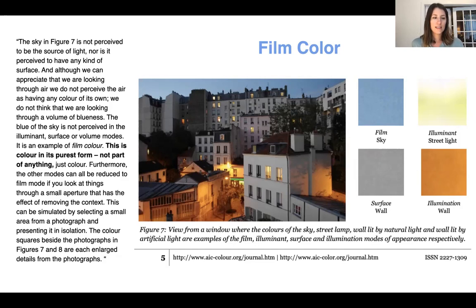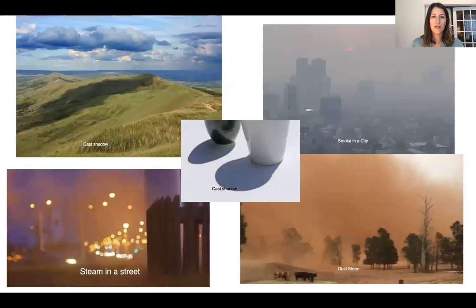So, like they said, this can be simulated by selecting a small area from a photograph and presenting it in isolation. The color squares beside the photographs in figures 7 and 8 are pulled from the photograph. So, there are several other examples of film color. A cast shadow, for example. So if you see on this top left example, you have a mountain or a hill, I guess, depending on what you want to call it.